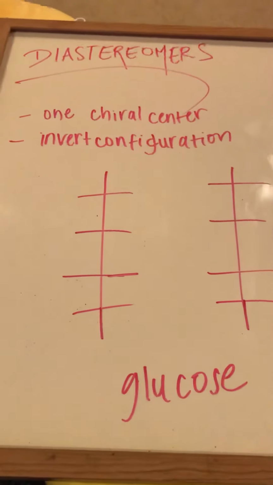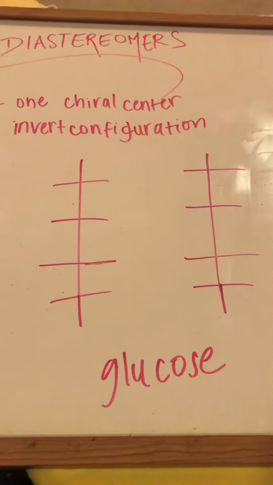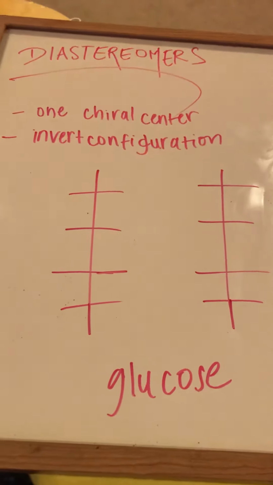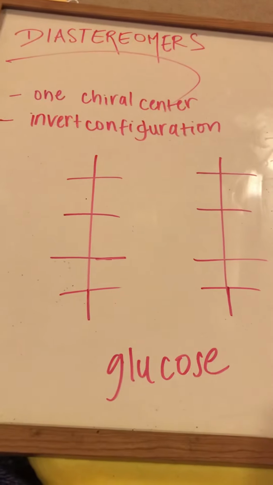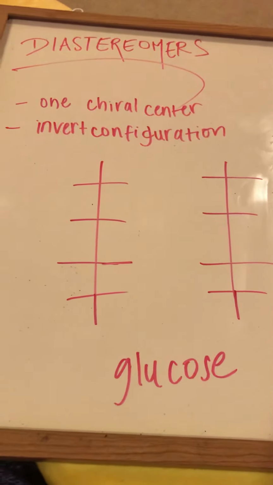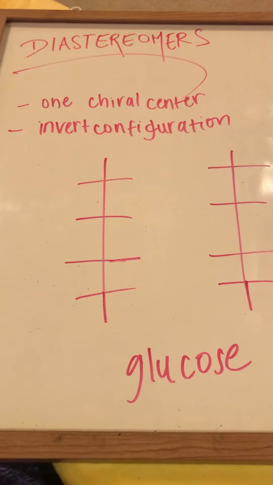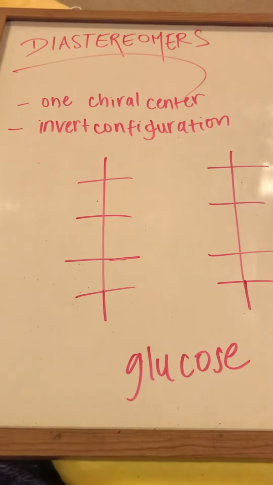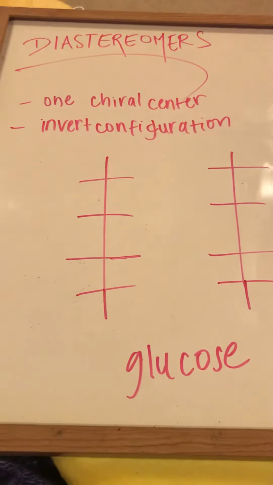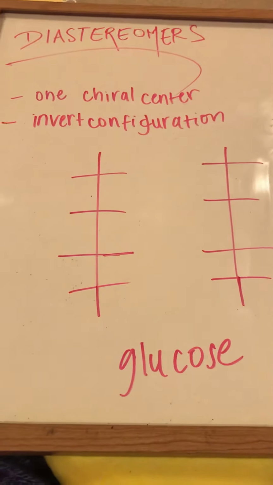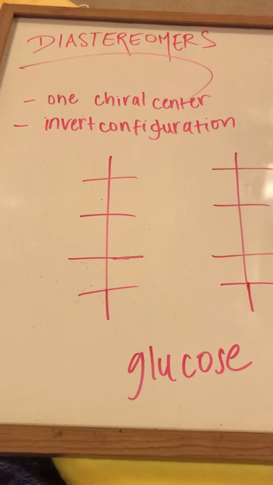So what diastereomers are is that they still have chiral centers, so you'll still be responsible for figuring out how many chiral centers a compound has, and in terms of figuring out how many stereoisomers there are. But when you're looking for diastereomers, you're going to be looking for a compound that just differs at one or two of the chiral centers, but not all of them. And then at that particular location, you're also going to invert the configuration.